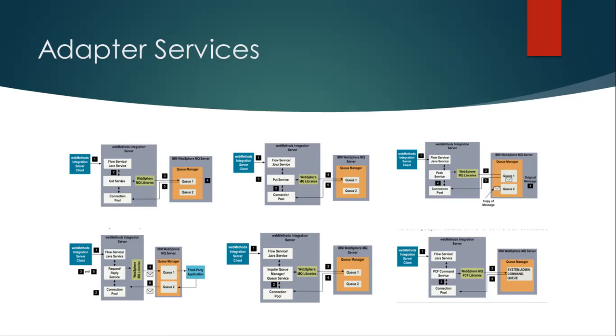If you see here, a webMethods flow or Java service is typically invoked by an integration server client that will initiate the put service on the integration server. You can wrap this put service adapter inside a flow service or Java service using the designer. When the put service is invoked, it gets a connection from the connection pool, and then it puts the message inside the queue.